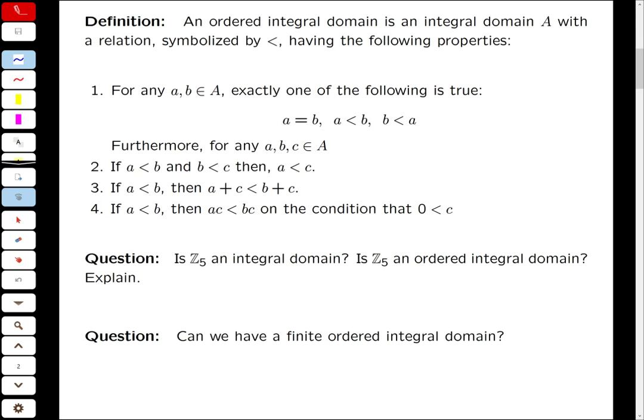An ordered integral domain is an integral domain A with a relation symbolized by less than having the following properties. For any a, b in A, exactly one of the following is true: a equals b, a is less than b, b is less than a. Furthermore, for any a, b, c in A, you have these properties 2, 3, and 4. If a is less than b and b is less than c, then a is less than c. If a is less than b, then a plus c is less than b plus c, and if a is less than b, then ac is less than bc on the condition c is greater than 0.